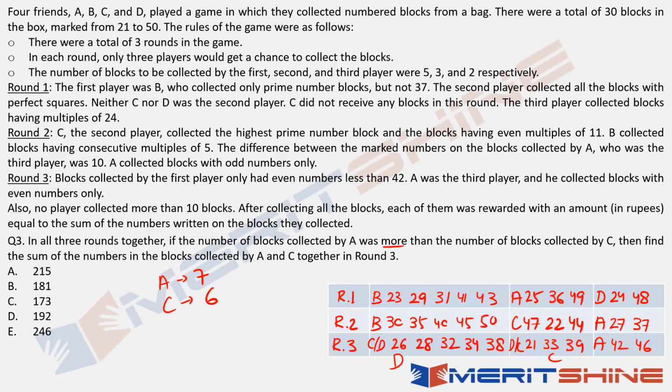What is it asking us to find? Find the sum of the numbers in the blocks collected by A and C together in round 3. A and C together. So where is A? A is here 42, 46 and C is here 21, 33, 39. So it's just the sum 21, 33, 39, 42, 46. Sum of these 5. What is the sum? It will be 181. So this is option B. We get our answer and we could do all 3 questions quite easily after that.